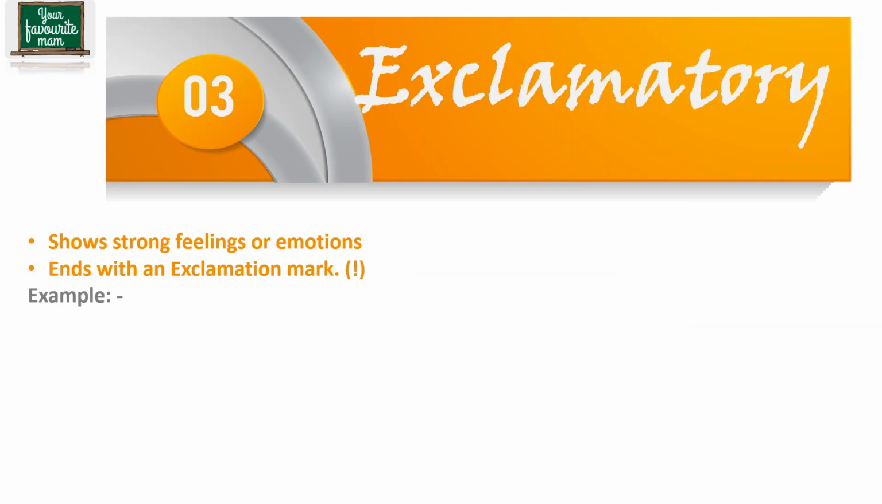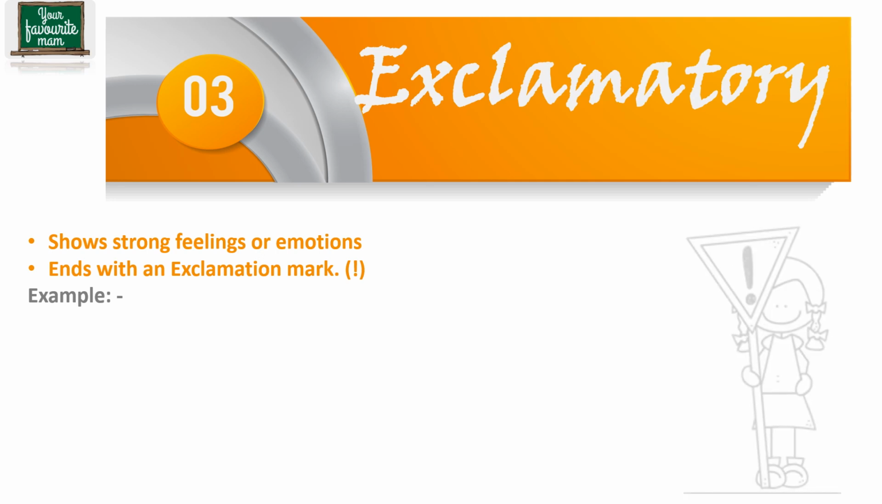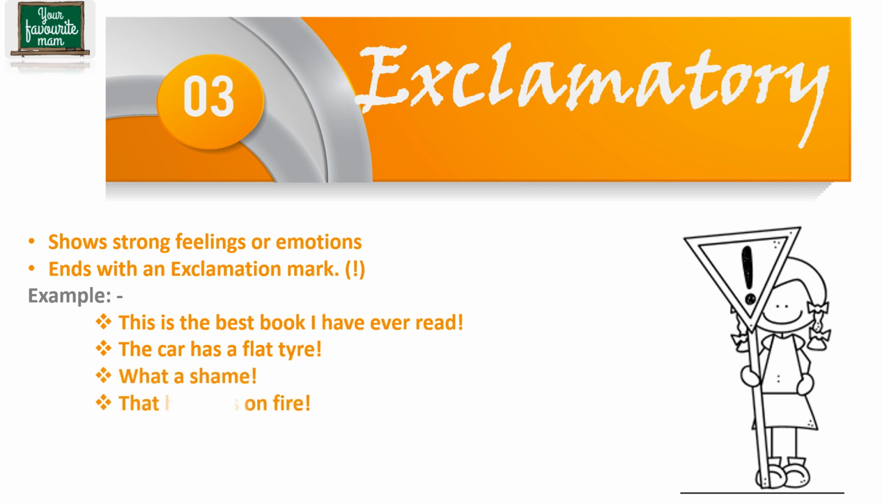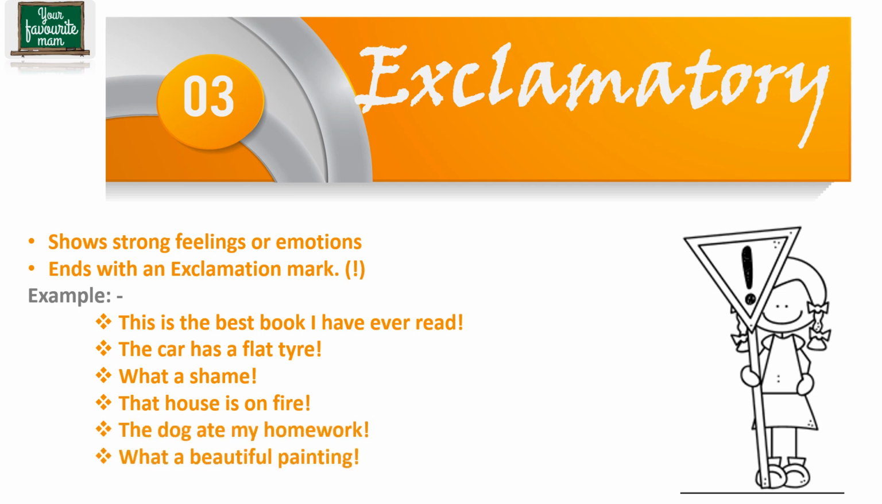Exclamatory sentences are like declarative sentences in that they make a statement instead of asking a question, but their main purpose is to express strong feeling or emotions. They are easily recognized because they end in an exclamation point instead of a period. Example: this is the best book I have read. The car has a flat tire. What a shame. That house is on fire. The dog ate my homework. What a beautiful painting.